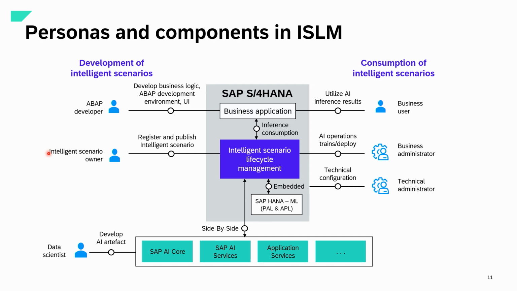The intelligent scenario owner would register or publish an intelligent scenario by directly interacting with ISLM, leveraging an AI service in the embedded or side-by-side way, while the business administrator would then run the machine learning operations by training the model, deploying the model, and activating the model. And all of these guys work together to support the business user in the end, who will use the inference results of the machine learning service in his or her business application.